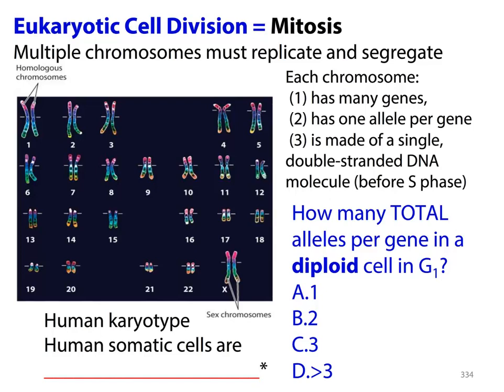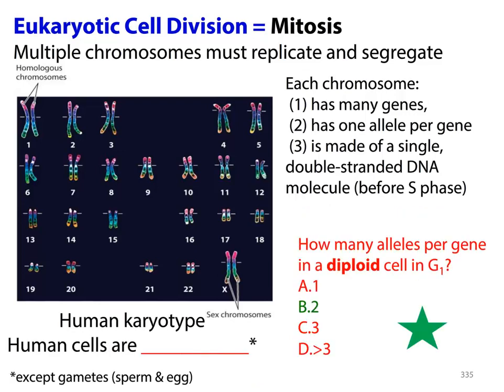Okay. Given this information, how many total alleles per gene do you have in a diploid cell during the process of G1? Okay, be able to answer this. Also, before you go on to the next slide, be able to address: human somatic cells are what? Haploid or diploid? You should be able to answer this too. So the answer to the question, how many alleles per gene? Of course, 2. Diploid, di means 2. Okay, human cells are what? They are diploid. Okay, except the gametes, the sperm and the egg, are haploid. And they have to be, because otherwise when they come together, we'll have too many copies of DNA, and nothing goes well for humans when that happens.